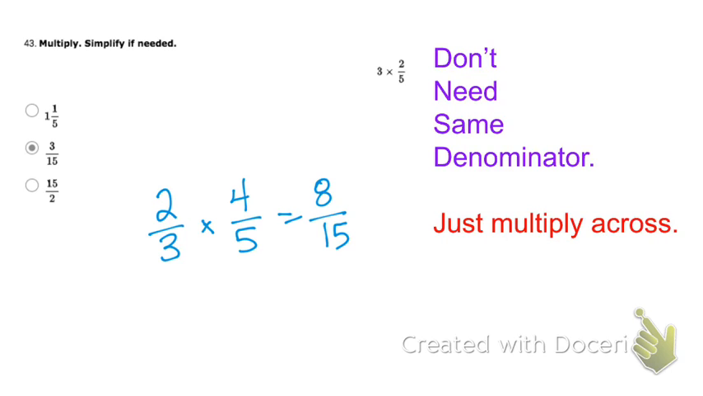Or if I have the number 4 times 1/8, these aren't two fractions. What I need to do is first change the first one, 4, so it is a fraction. 4 is the same as 4 over 1. Now I can multiply across. Okay, so that's all you do with multiplying.